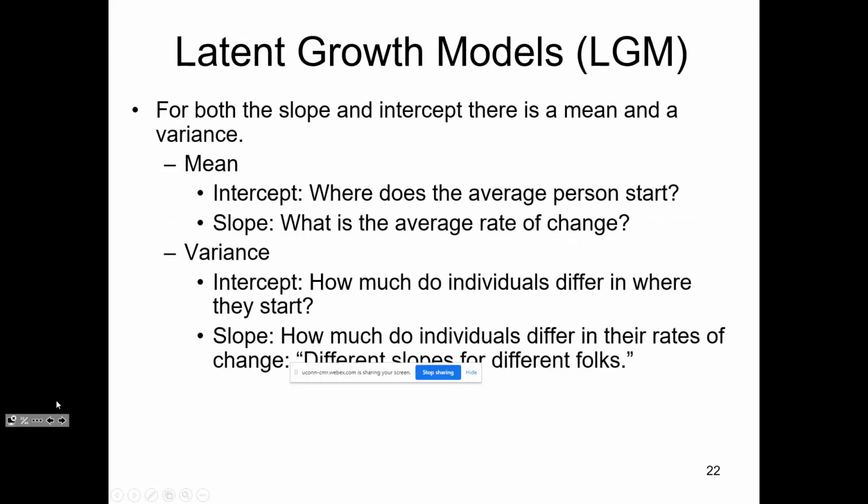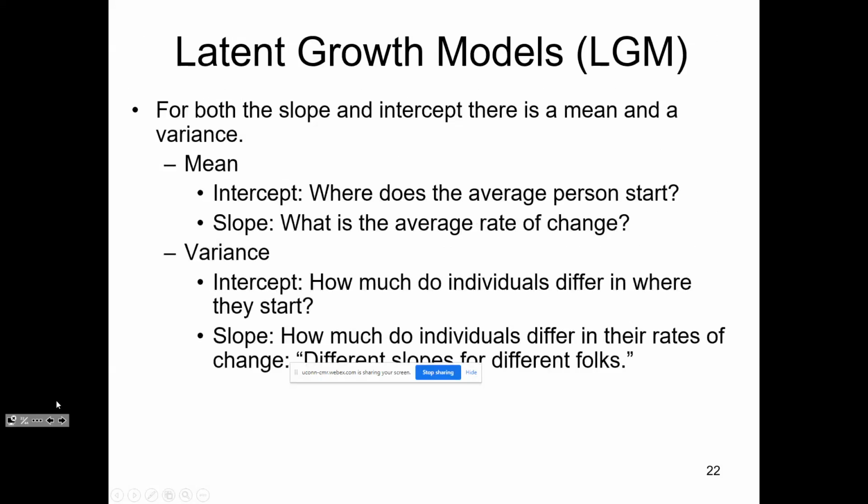So this is, I think we've kind of hit this, but for both the slope and the intercept, the latent variables, there's a mean and a variance. The mean of the intercept, if we've centered it, which we haven't even really talked about, so that 0 is the starting point, tells me where the average person starts. What's the expected start value? Slope is what's the average rate of change?